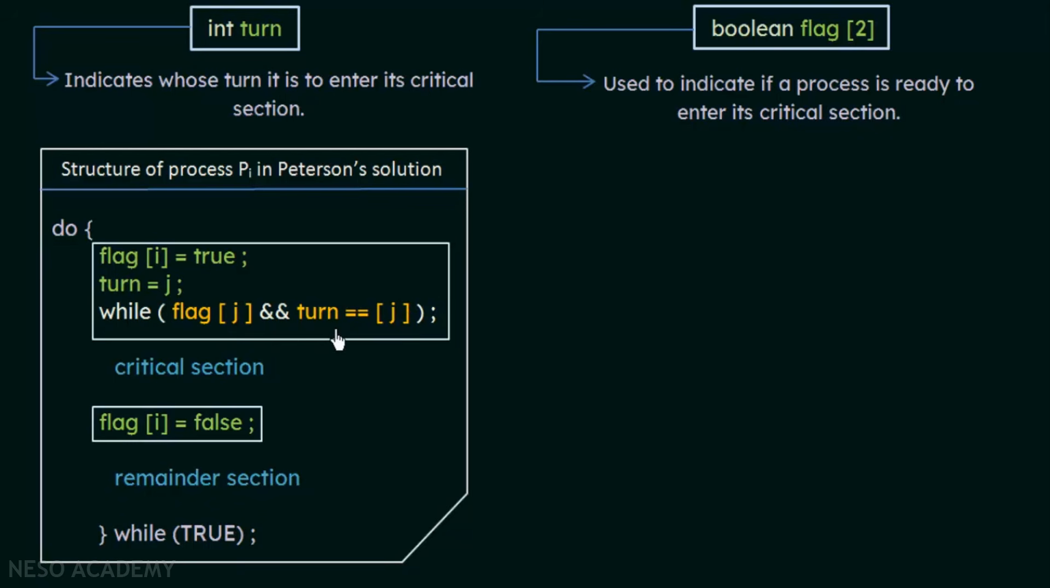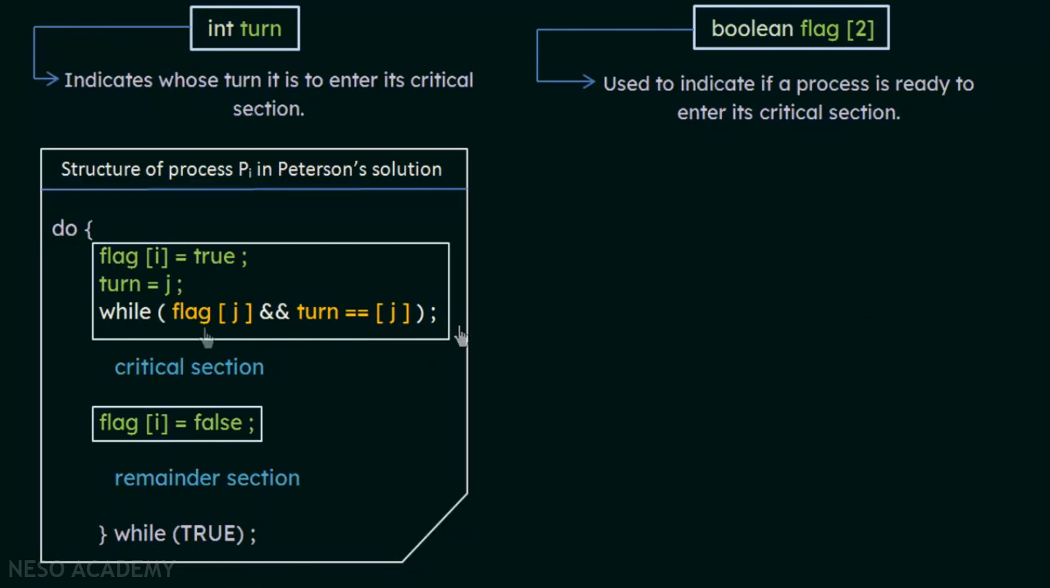So when both conditions are true, what happens? This while condition is completely true and it will remain in this while loop and will not come out as long as one of the conditions becomes false. If there is a semicolon, it will keep looping inside here. If this condition is true, it will never come to the critical section, but will remain here. So Pi is not able to come to its critical section, but it is allowing Pj to enter its critical section.